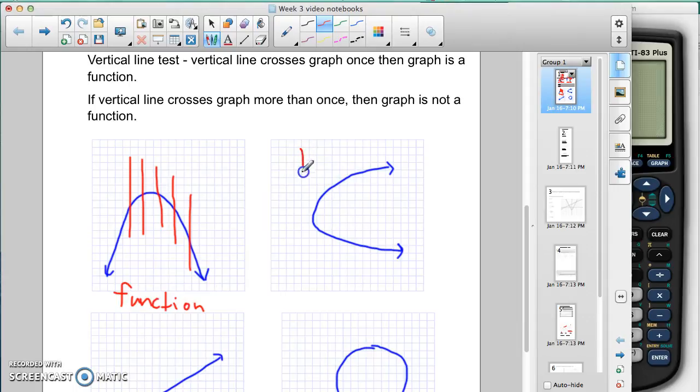Here, my vertical line doesn't cross, but over here, as I start getting to the curve, it's going to cross twice. So this one is not a function, because the vertical line crosses more than one time. We've got two y values, or two outputs, for every x input there.